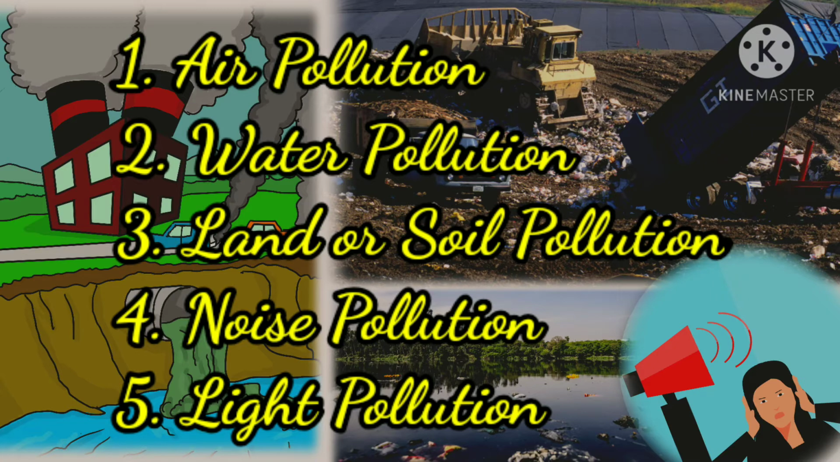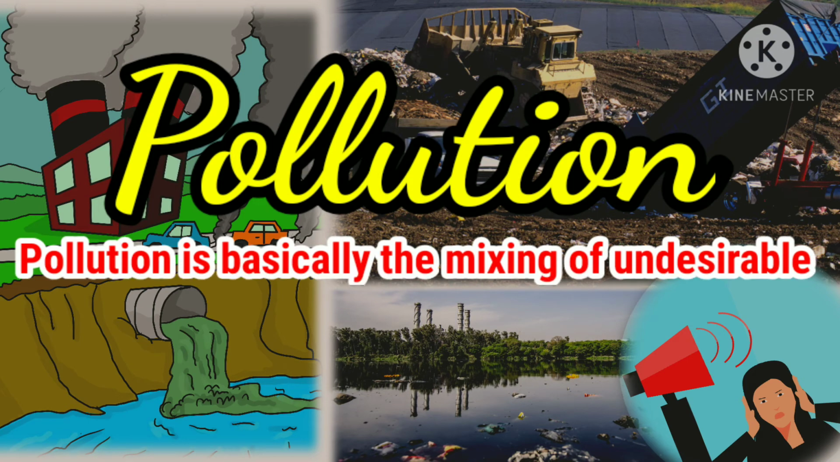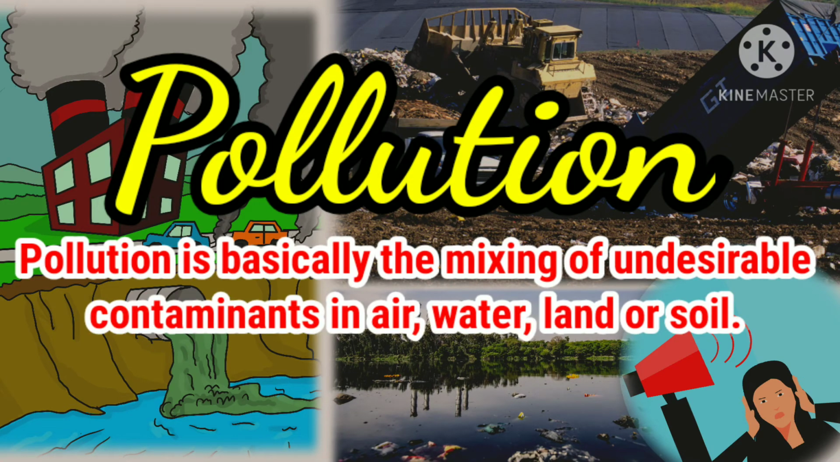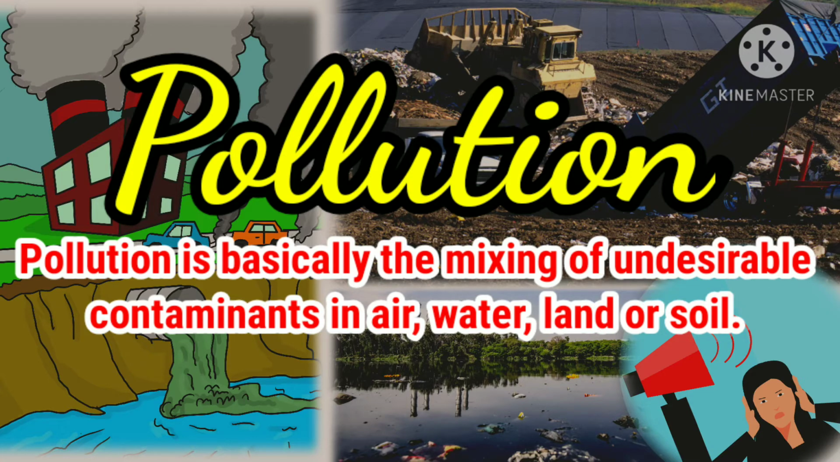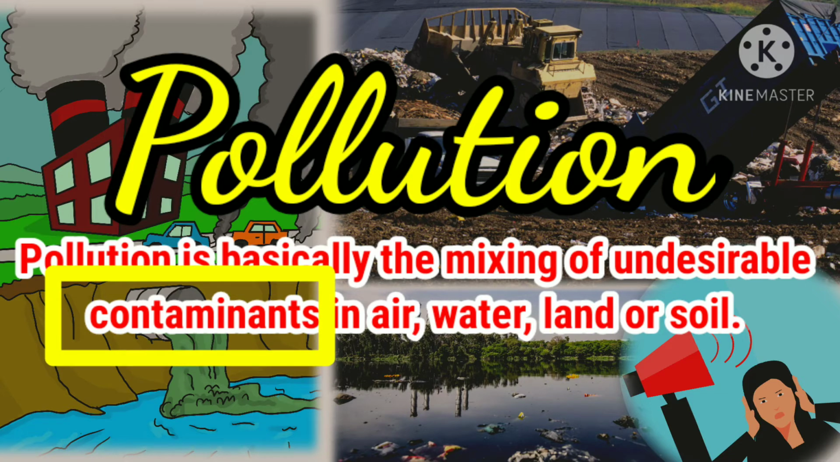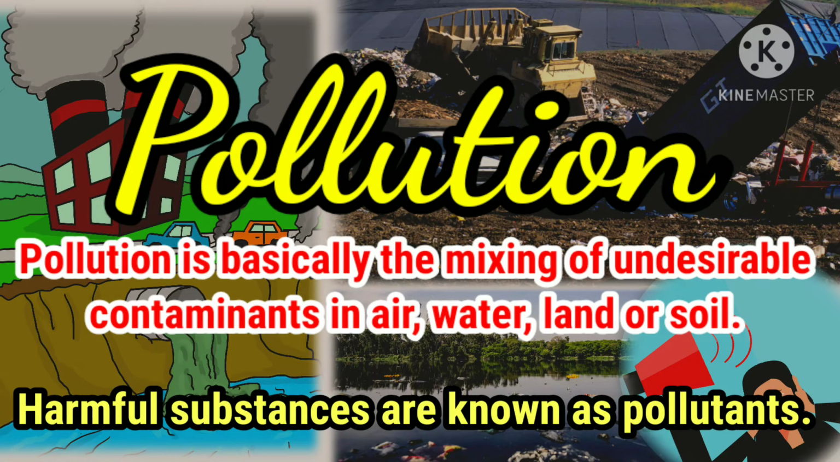So before doing the types of pollution, we all must know the meaning of the term pollution. Pollution is basically the mixing of undesirable contaminants in air, water, land, or soil. Undesirable means not wanted or desirable because of being harmful, objectionable, or unpleasant. And contaminants means basically polluting or poisonous substance that makes something impure. So pollution is basically the addition of harmful substances or poisonous substances in air, water, land, or soil. And these harmful or poisonous substances are known as pollutants.